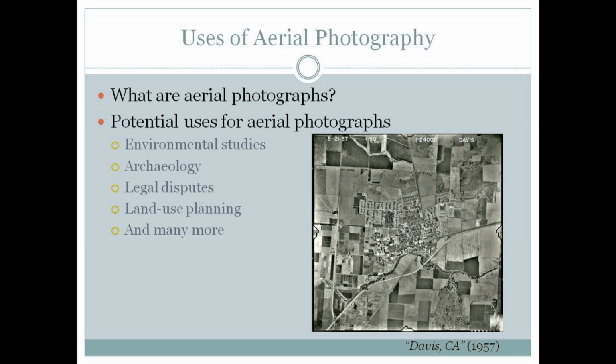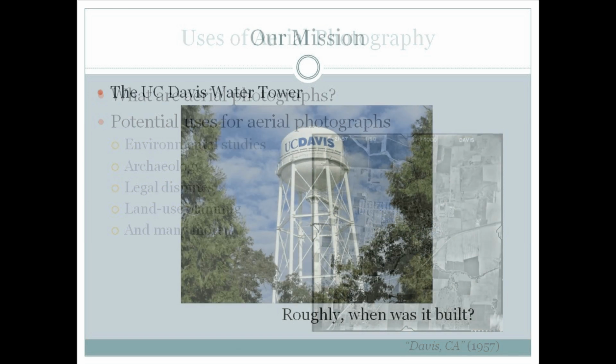Aerial photographs are taken from the sky by anything from planes, air balloons, and even kites. The UC Davis's aerial photograph collection consists of plane-based photographs. Aerial photographs have many uses. For example, aerial photographs can be used for environmental studies, archaeology, legal disputes, land use planning, and many, many more. Aerial photographs are particularly useful as they give us the ability to see changes over time.